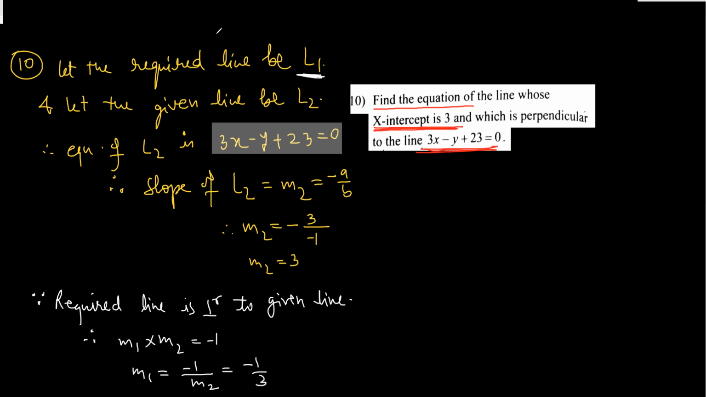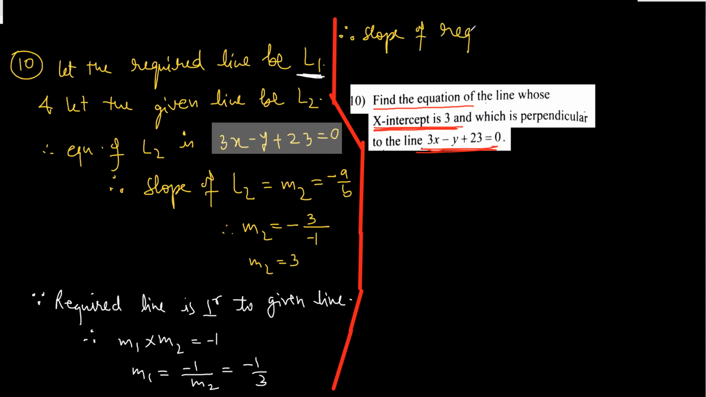So see, students, you got the slope of the required line. You got L1 slope. Now what do you need? You need one point on the line. So, see, you got the slope of L1. I will write here. Therefore, slope of required line equals M1 equals minus 1 by 3.